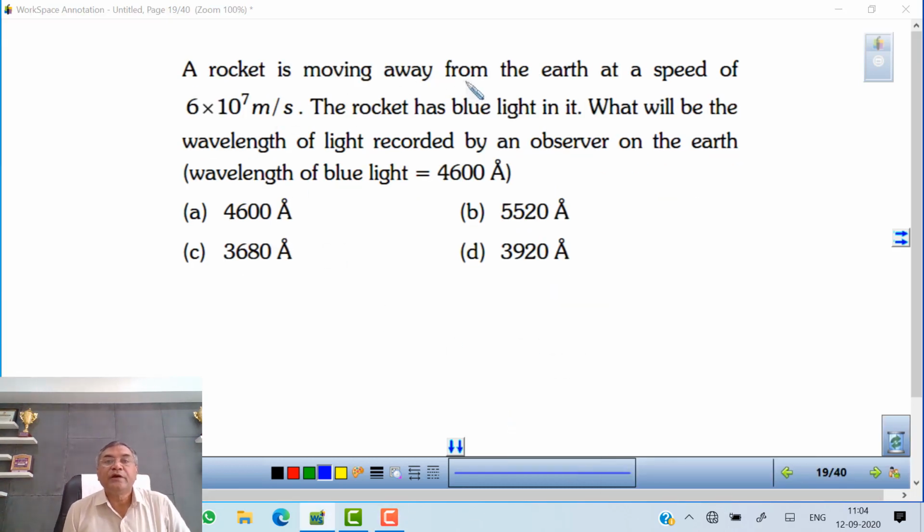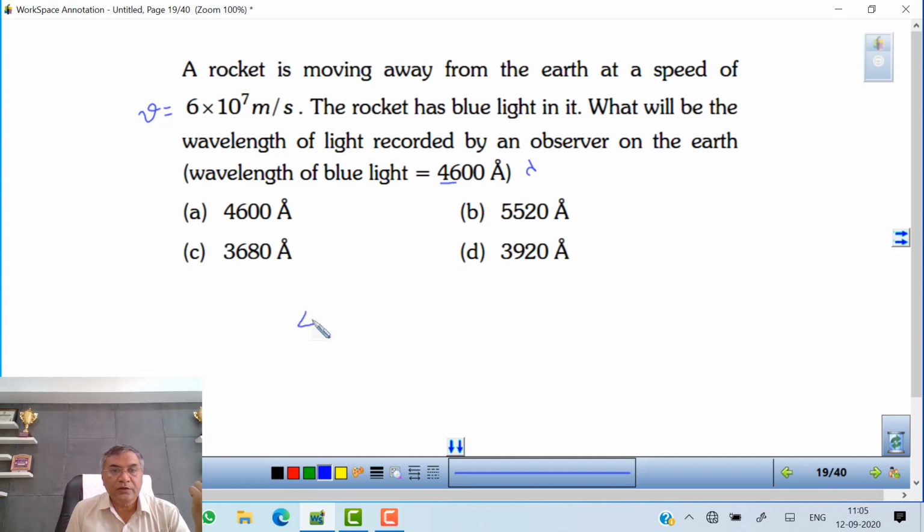A rocket is moving away from the earth at a speed of this much. So this is the speed of the rocket, and a blue light lamp is there. What will be the wavelength of the light recorded by the observer on the earth? Wavelength of the blue light is this much. So this is your wavelength. So this is the question based on the Doppler effect.